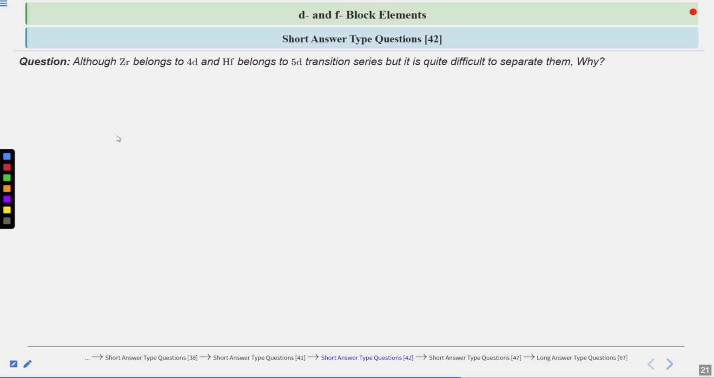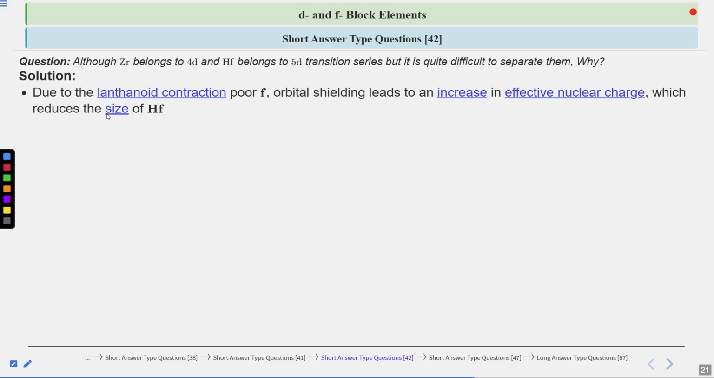For this question, we know that due to the lanthanoid contraction, the contraction means the gradual decrease in the size that we have observed in the lanthanoid series. Due to the lanthanoid contraction, poor f orbital shielding leads to an increase in effective nuclear charge, which reduces the size of hafnium, right?